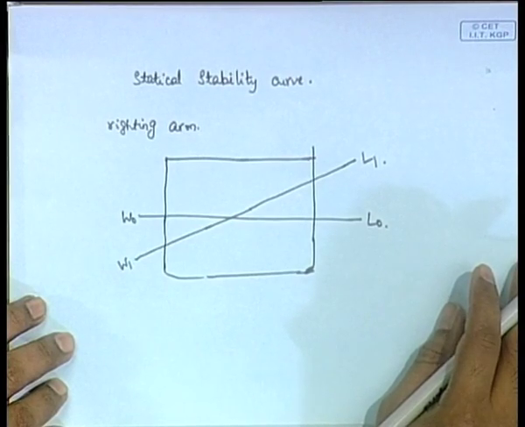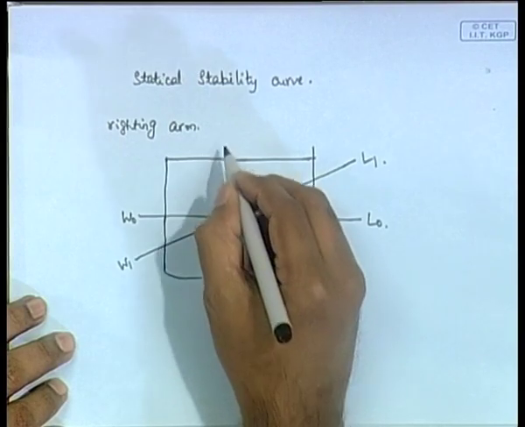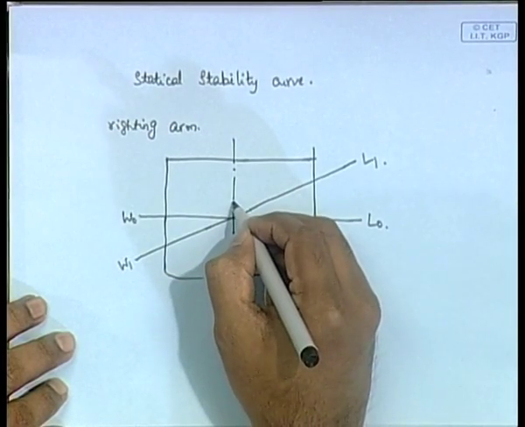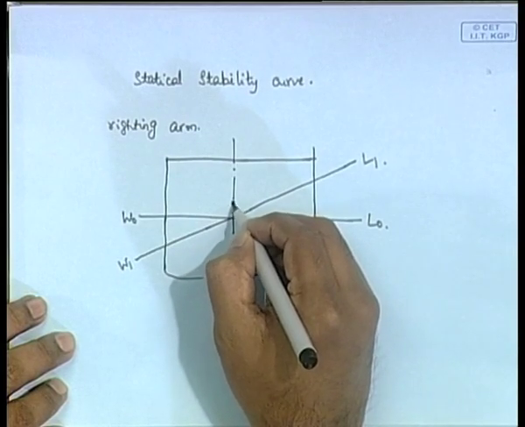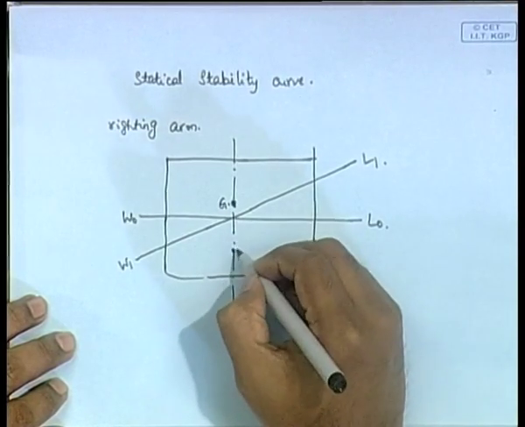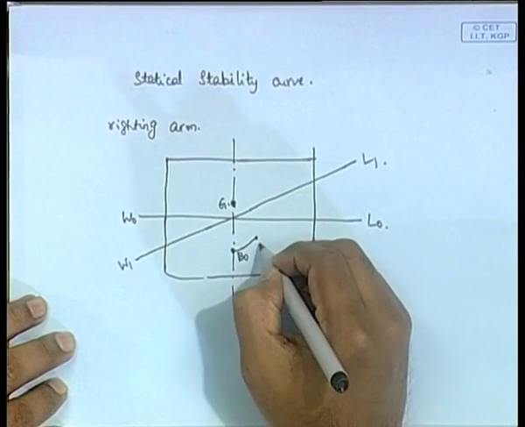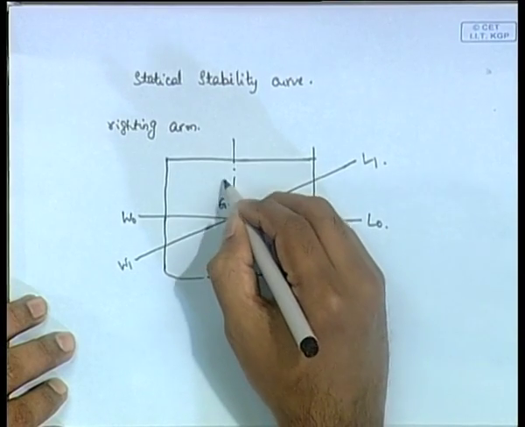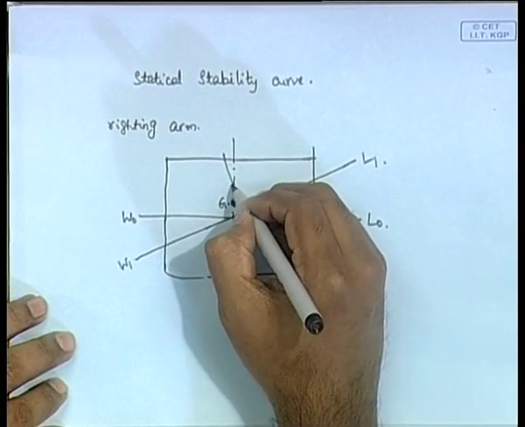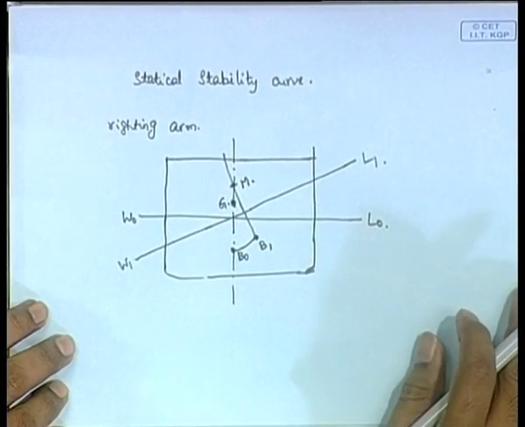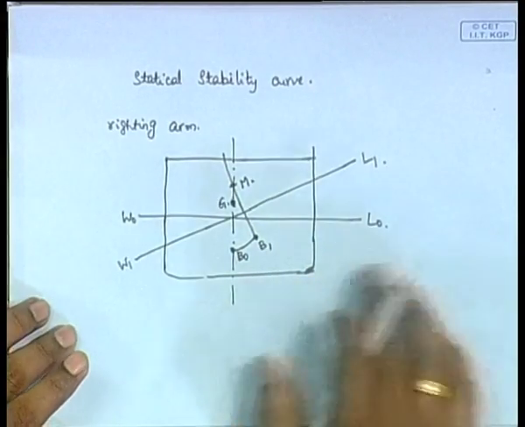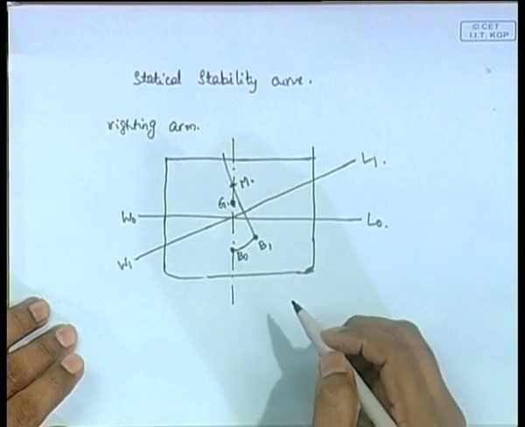Now, your G is initially here and your B0 is here. Because of the heeling, B0 shifts to here, B1, and from here I am drawing a vertical. This point becomes M. Now, as you can see, there are two forces. I have already probably mentioned what is a righting arm. You see there are two forces acting here.